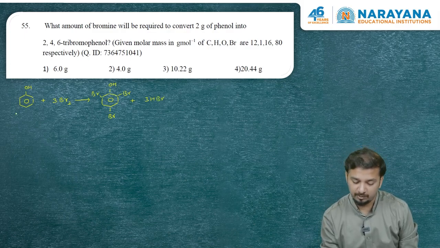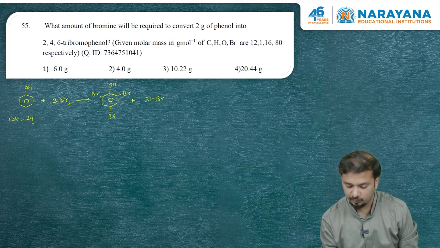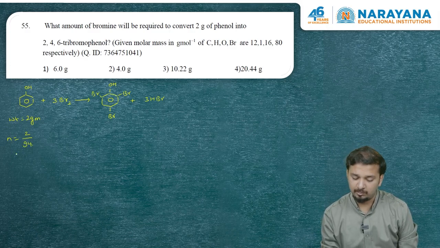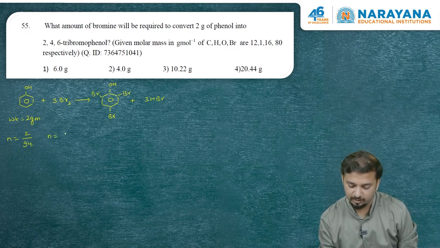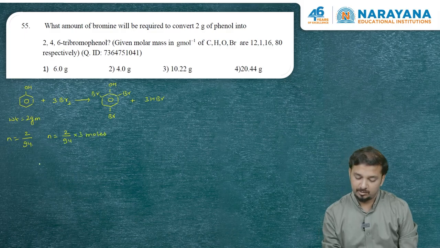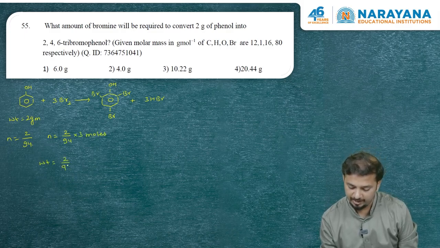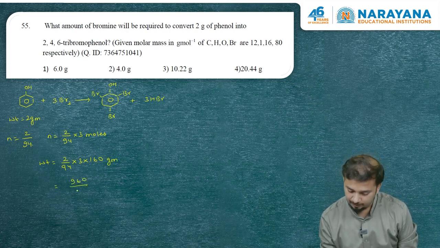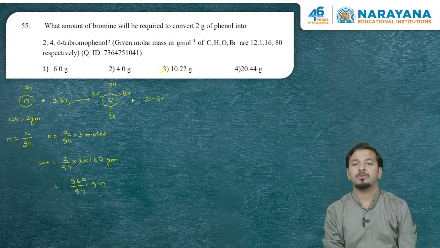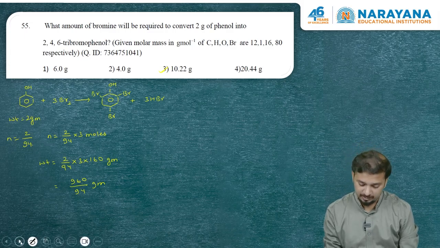Now 1 mole of phenol will consume 3 moles of Br2. Now they are saying we have 2 gram of phenol. So weight of phenol is given as 2 grams. So moles of phenol we can calculate, it will be 2 upon 94, molar mass of phenol being 94. Now 1 mole of phenol will react with 3 moles of bromine. So 2 by 94 moles of phenol will react with 2 by 94 into 3 moles of bromine. So weight of bromine as per the question will be 2 by 94 into 3 into molar mass of bromine, which is 160 gram. So it will be approximately 960 upon 94 gram, which is approximately equal to 10.22. So correct answer for this question is 10.22 grams.